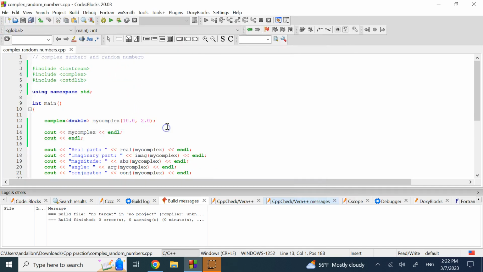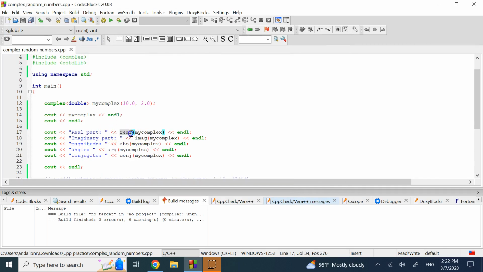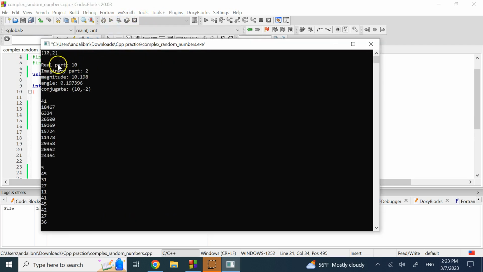And then there are functions for complex numbers. There is the real function, the imag function, abs to give you the magnitude, arg that gives you the angle, and conj to give you the complex conjugate. If the number is 10 plus 2i, the real part is of course 10, the imaginary part is 2, the magnitude is the square root of 10 squared plus 2 squared, which is 10.198. The angle is this angle, clearly in radians, and the conjugate is 10 and negative 2.